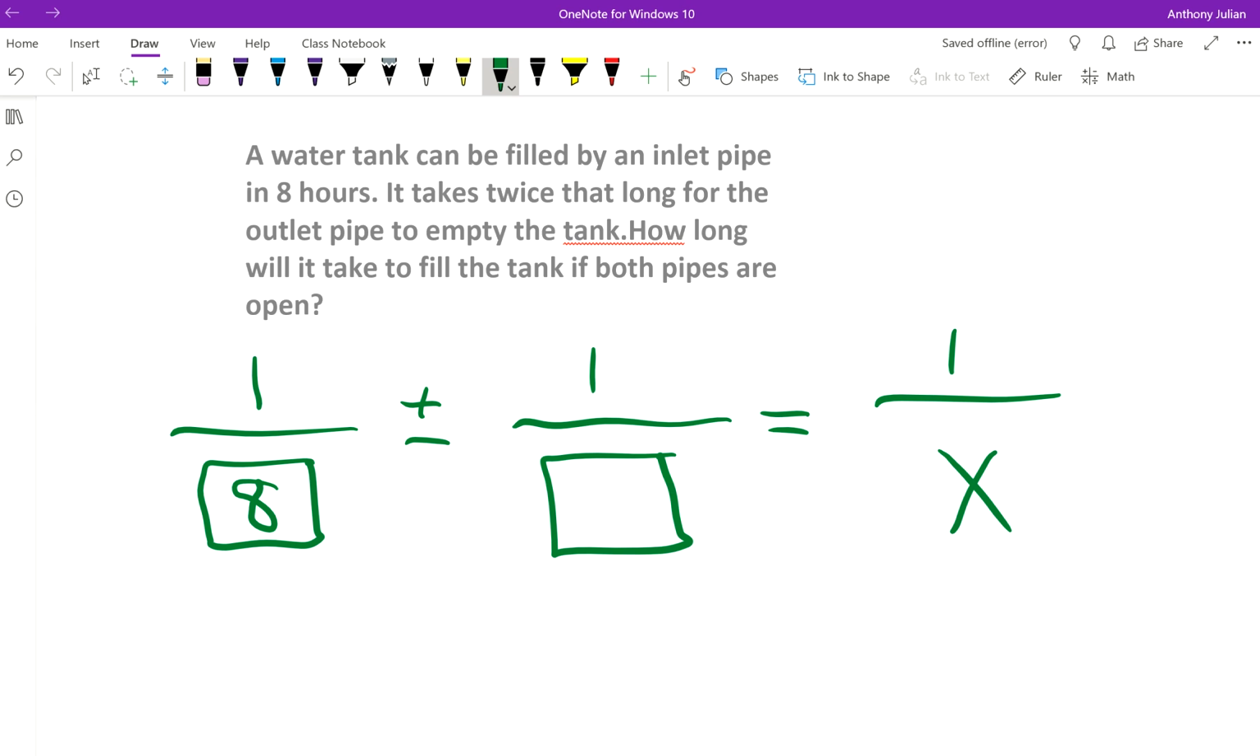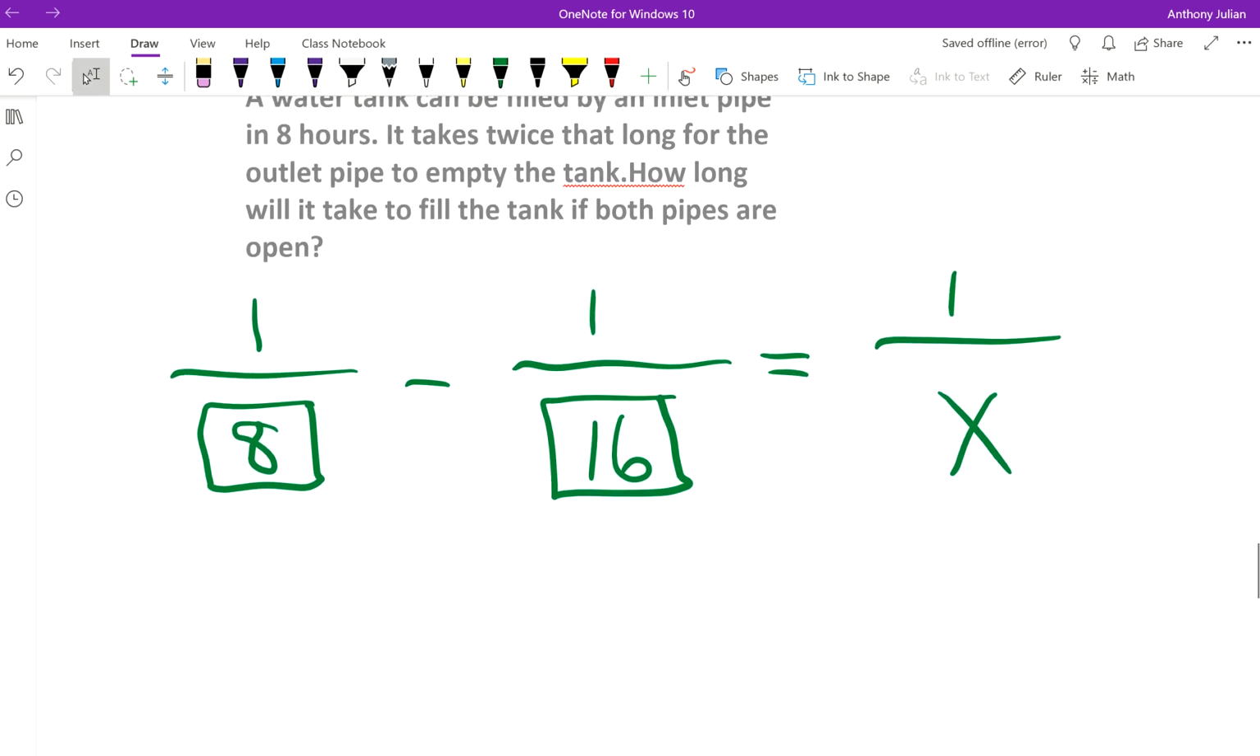It takes twice that long for the outlet pipe to empty the tank. All right, so we got water coming in and water going out, so that's subtracting. I'm going to subtract that. So I don't want the plus sign. I want it to be subtracting away the water going out. And if it takes twice that long, they're talking about 2 times 8, and 2 times 8 is going to give you the 16 here. And now I have to solve for x here. And that'll give me the number of hours it'll take to fill the tank if both pipes are open.